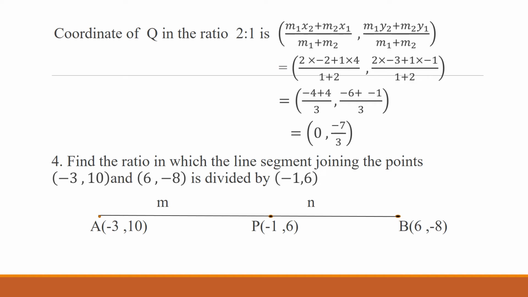Question number 4. Find the ratio in which the line segment joining the points (-3, 10) and (6, -8) is divided by (-1, 6). Here we can see the line segment is divided by a point P and the coordinate of P is given as (-1, 6). But the ratio is missing. We can take the ratio as m1:m2 or m:n or k:1.